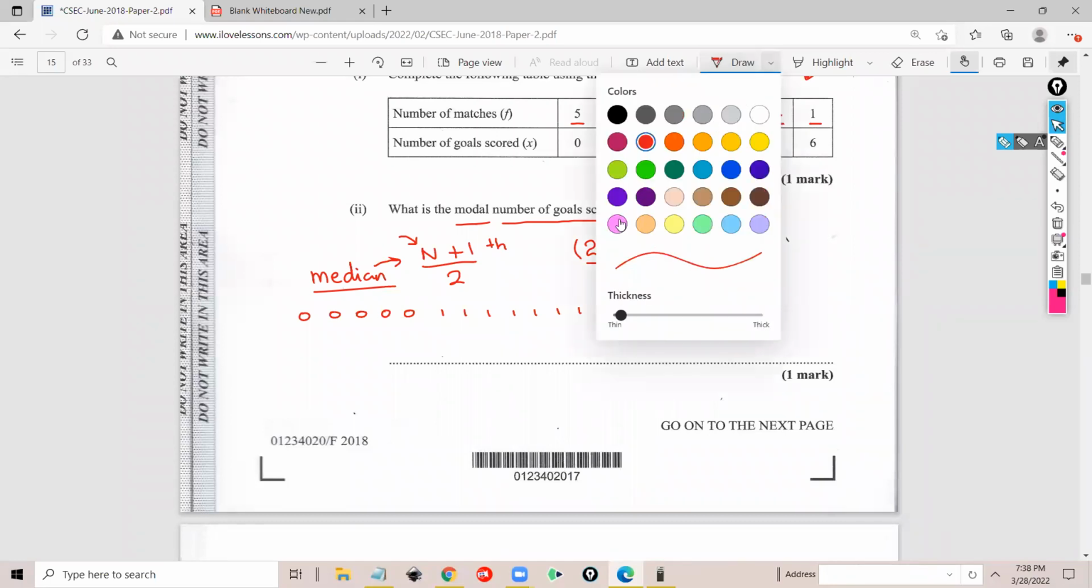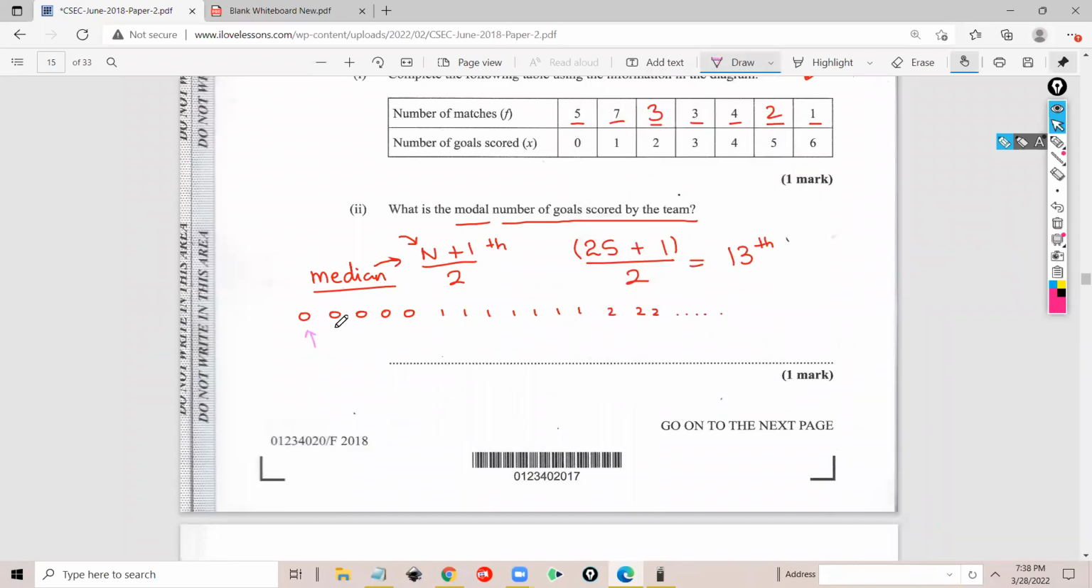So we start to count from the beginning. 1, 2, 3, 4, 5, 6, 7, 8, 9, 10, 11, 12, and 13th. What value lies in the 13th position? 2. So the final answer is 2, right? The median score is 2 goals. So I guess I could put the word goals to be real complete. All right, so that's the answer for that particular question.